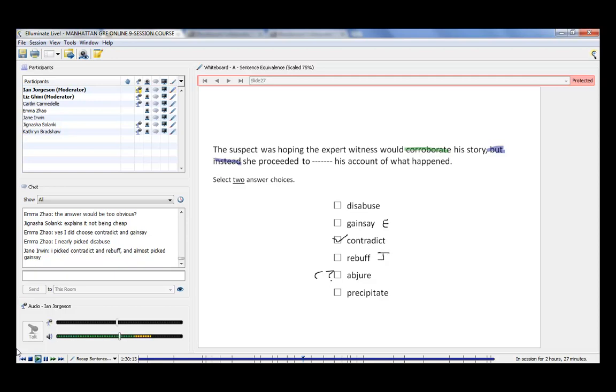So, Jignasha, did you have contradict? Did you like contradict? And that was just a matter of guessing from amongst the rest of the words that you didn't know. That's fine, right? Once we get contradict down, as long as we can eliminate a few more, we can get a decent guess. Which one did you end up with, Jignasha? And Catherine, I'll ask you the same question as well. Let you guys both type it in.